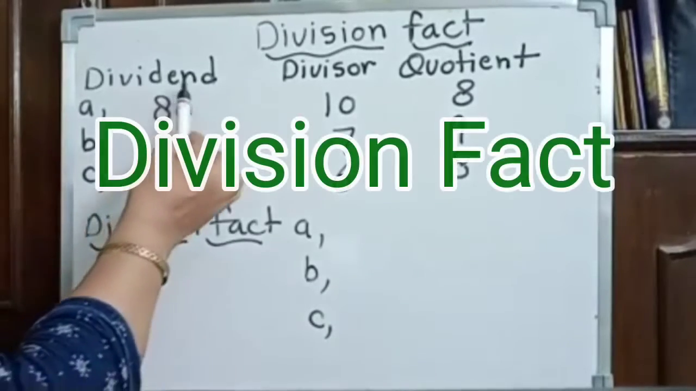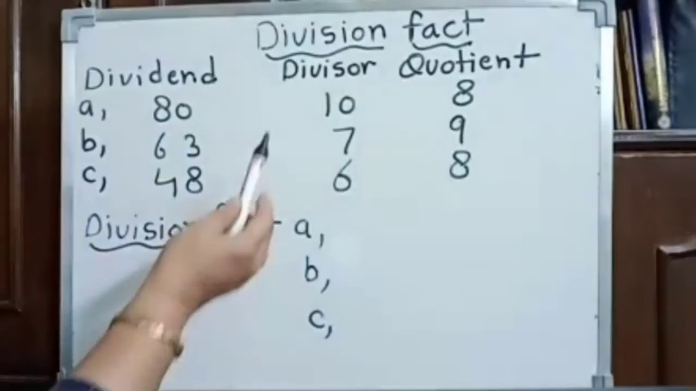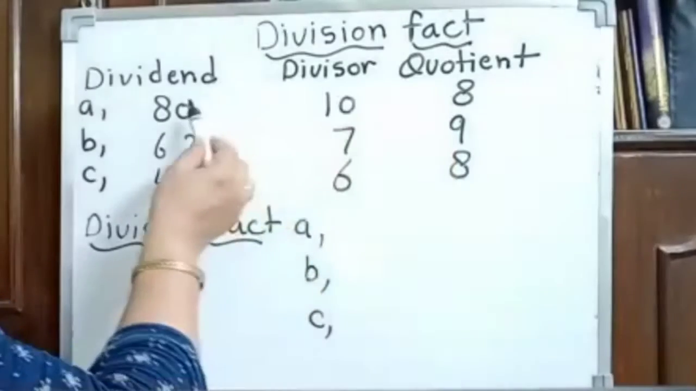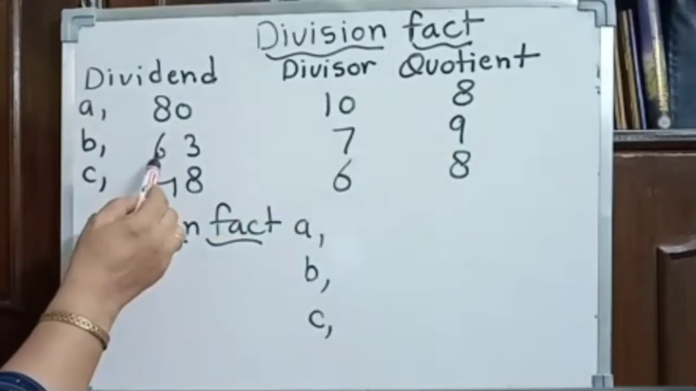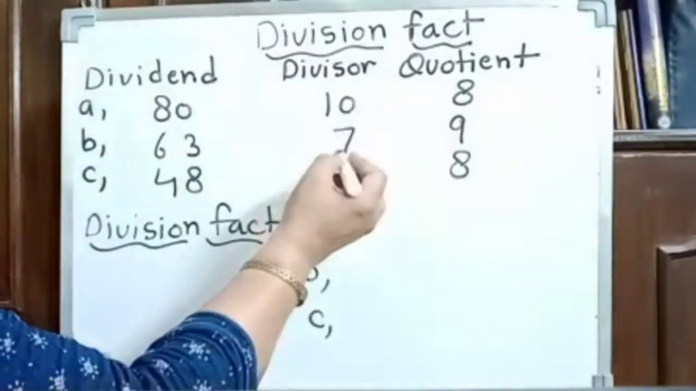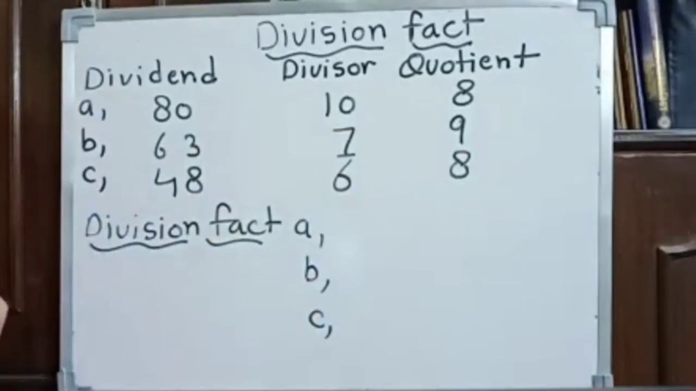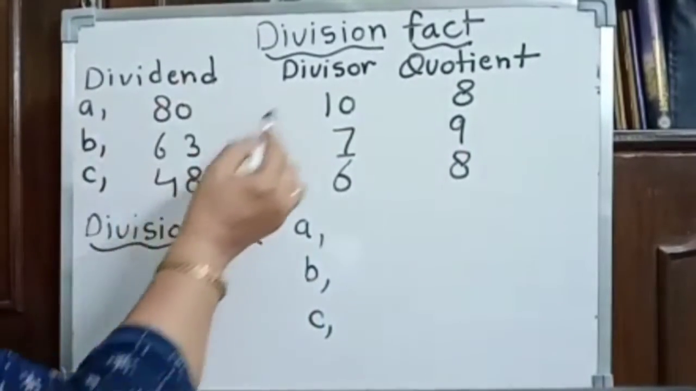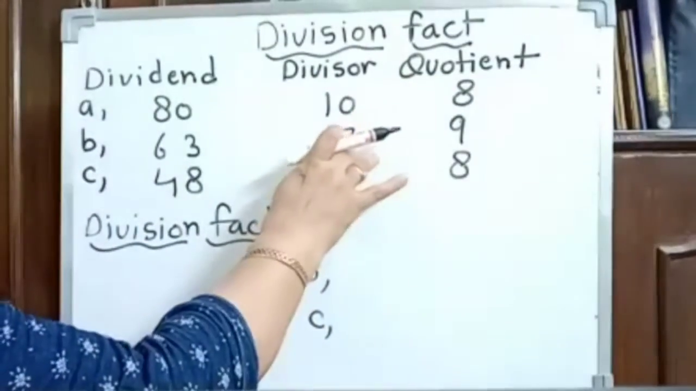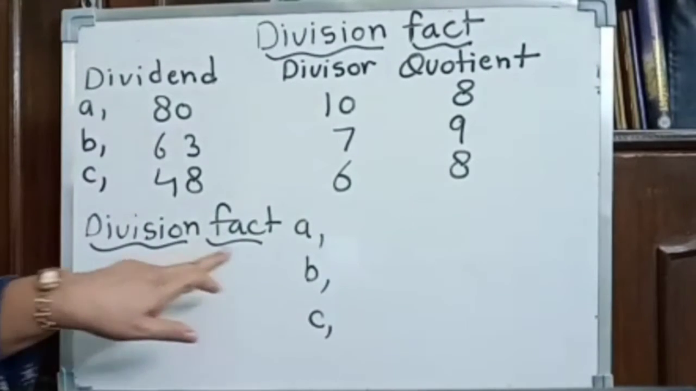Now look at here. 80 dividend, 10 divisor, 8 is quotient, so count the table of 10. 10 eights are 80. Again we have 63 dividend, 7 divisor, 9 quotient, so count the table of 7. 7 nines are 63. Again dividend 48, divisor 6, quotient 8, so count the table of 6. 6 eights are 48. Now what to do for division fact?